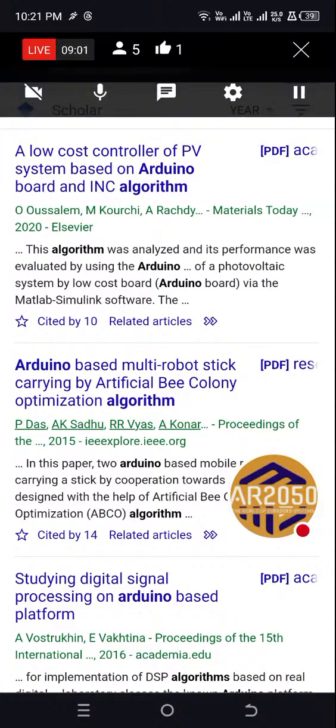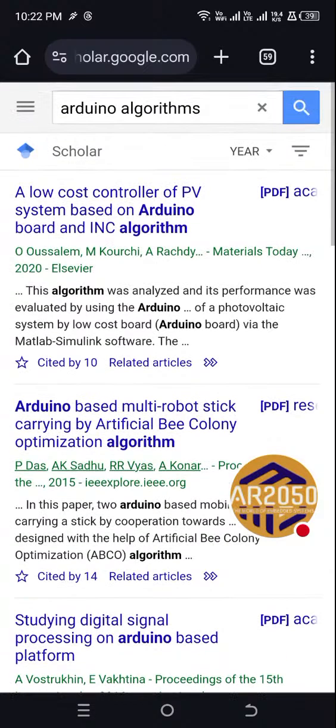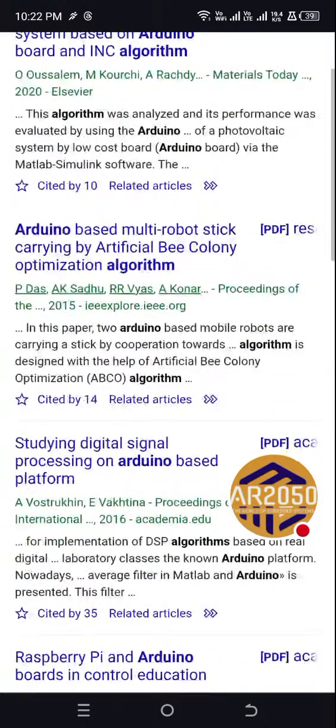Okay, the Arduino based multi robot stick carrying by artificial bee colony optimization. The artificial bee colony optimization algorithm is also a very good project, and I might have to look into what the artificial bee colony is doing with an Arduino. Yes, I have to look into that.